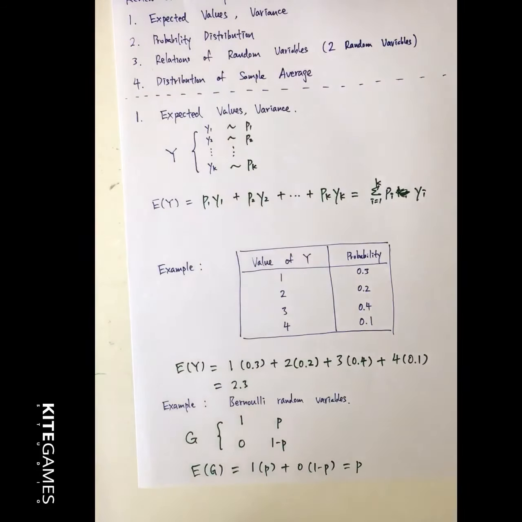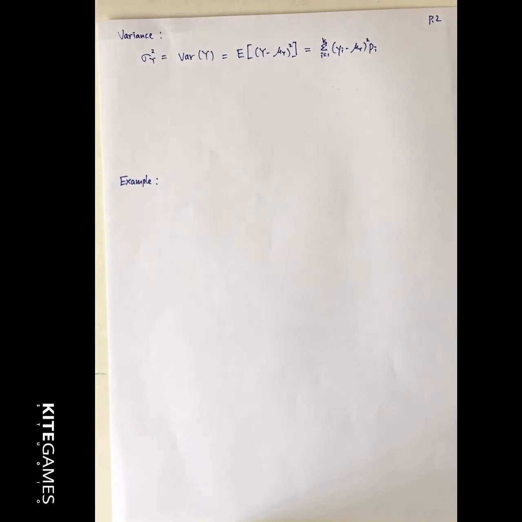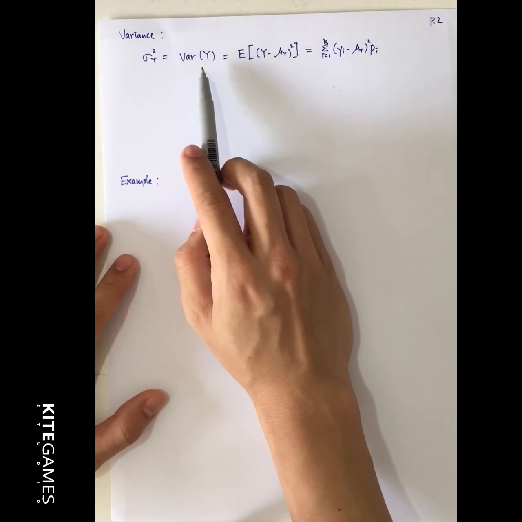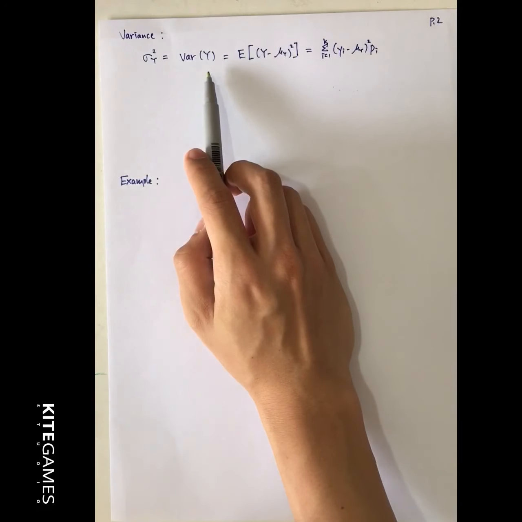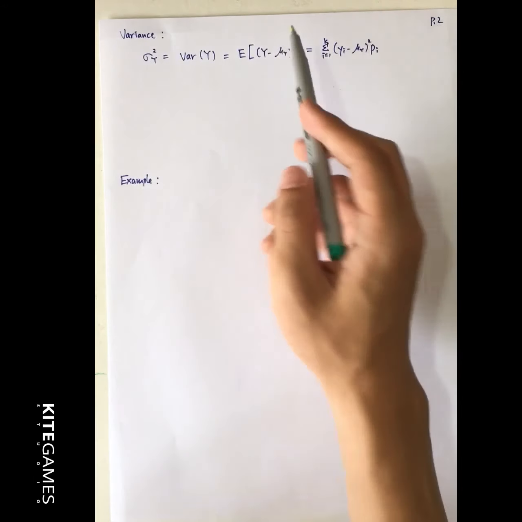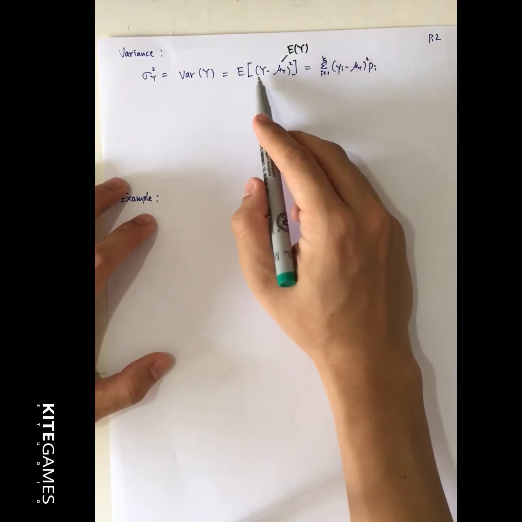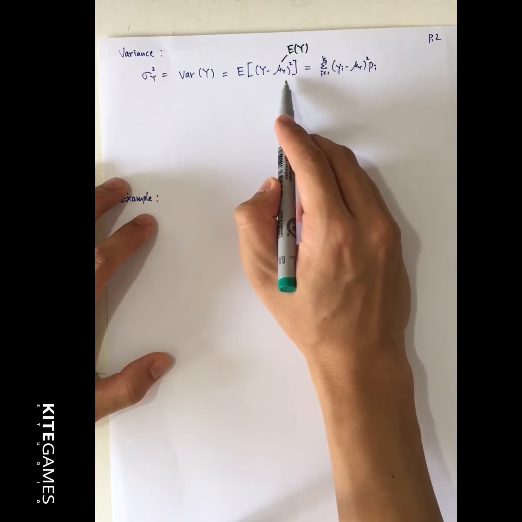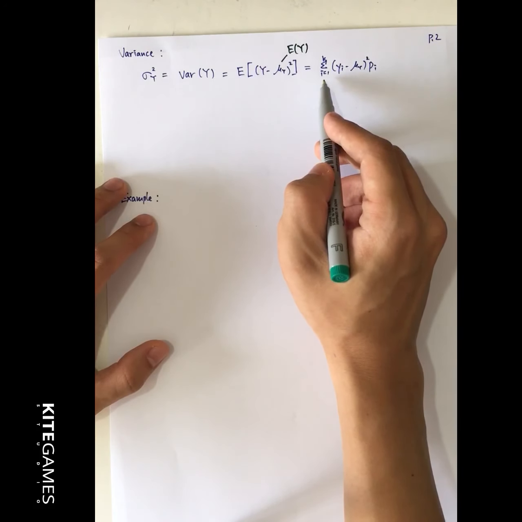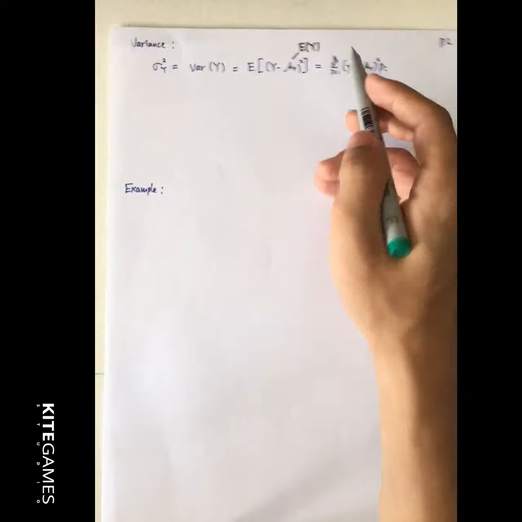Next, let's take a look at the variance. Variance has the symbol sigma y squared, which is equal to the variance of y. In order to calculate the variance of y, you need to take this form: the expected value of y minus mu y, where mu y is just equal to the expected value of y, and then square the whole term. In mathematical terms, it is the sum from i equal to 1 to k of yi minus the expected value of y, squared, times the probability.